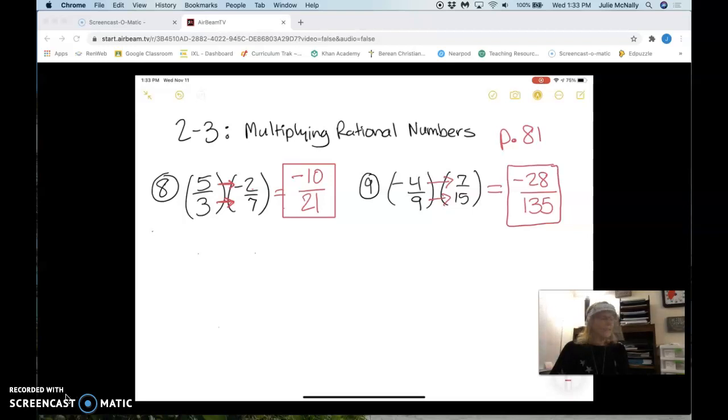Good. Okay, so negative 28 over 135 will be our answer for that one. And that's all there is to multiplying fractions. Copy this down, and we're going to come back with one more section.